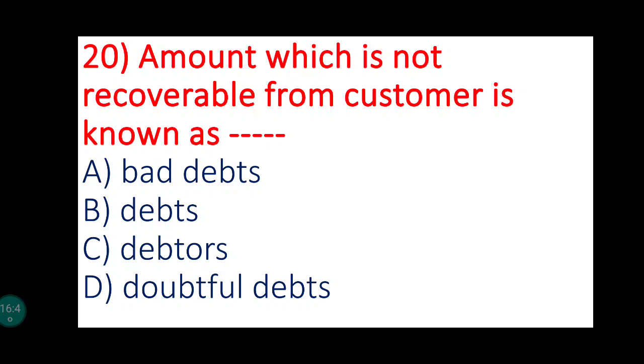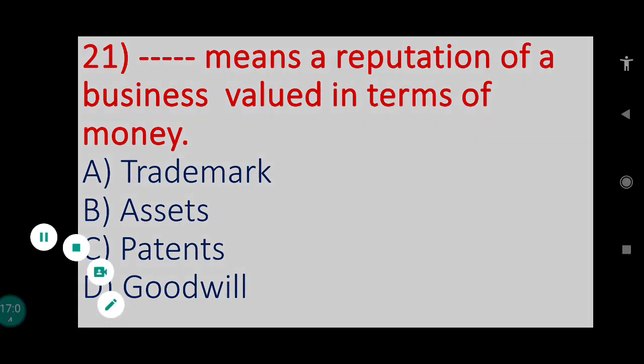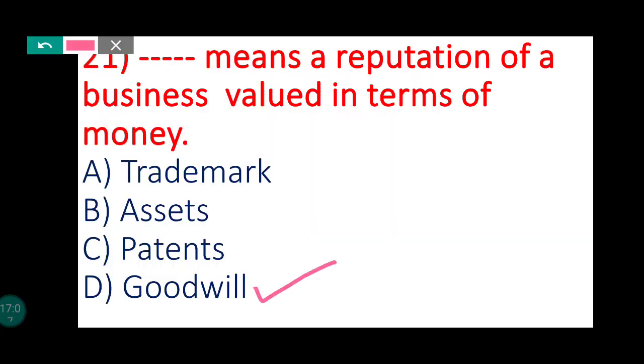Next 20, amount which is not recoverable from customer is. Amount which is not recoverable from customer is known as bad debts. Next, dash means a reputation of a business valued in terms of money. So here answer will be goodwill. See, goodwill means a reputation of a business. It is valued in terms of money.